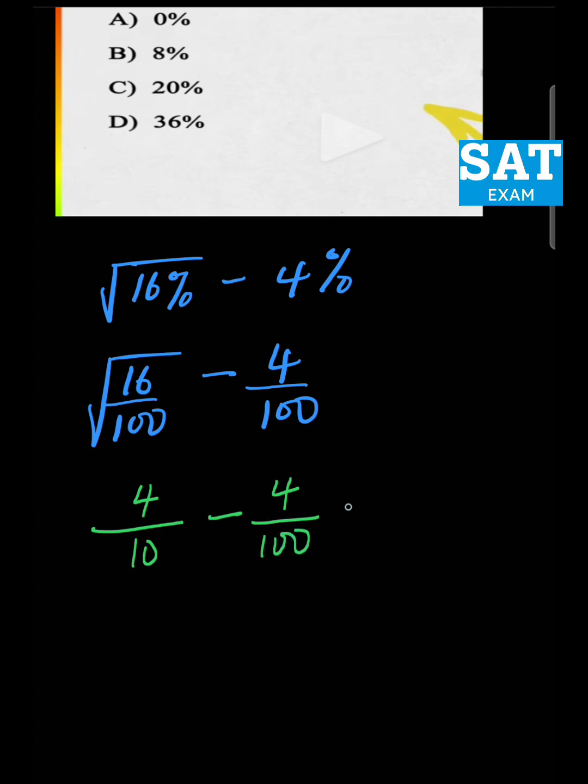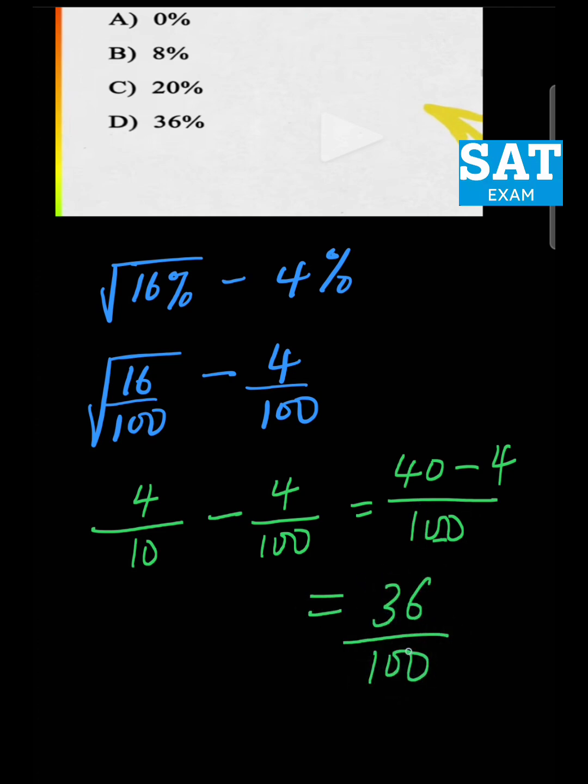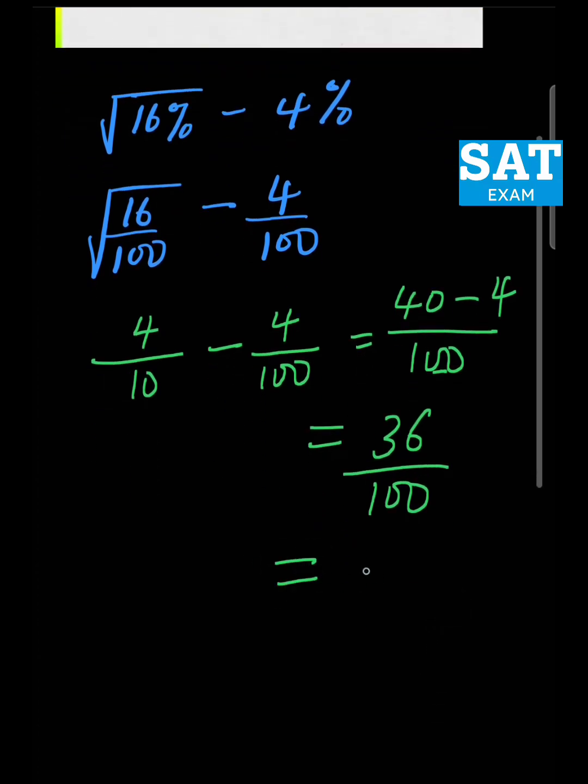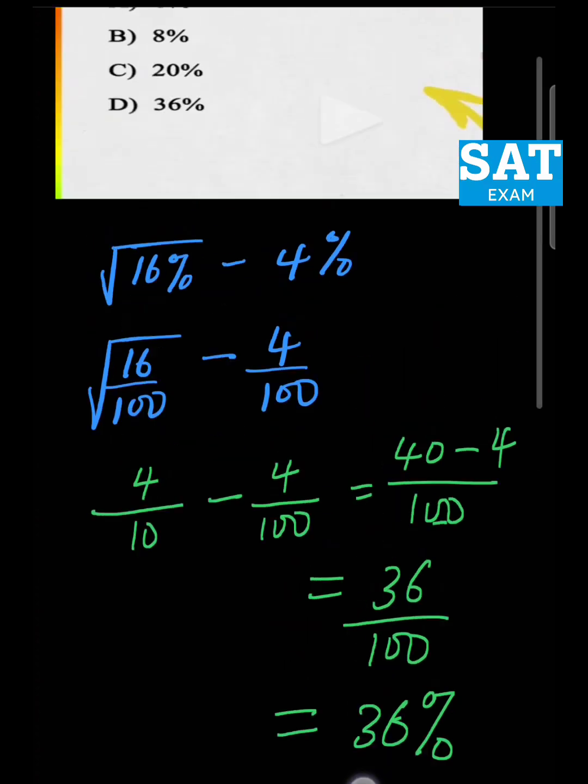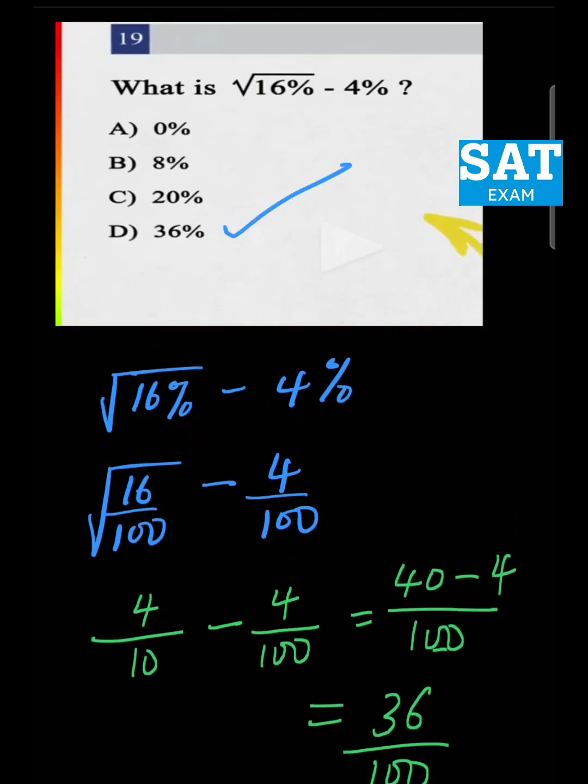Now, what do we do here? We just simplify the subtraction of fractions, right? We find the LCM. The LCM of 10 and 100 is 100. Then we divide: 100 divided by 10 is 10, and 10 multiplied by 4 gives us 40, minus 100 divided by 100 is 1, and 1 multiplied by 4 is 4. So this is going to be equal to 40 minus 4, which is 36 over 100. And 36 over 100 is the same as 36%, because 36% implies 36 divided by 100. So option D is the correct answer.